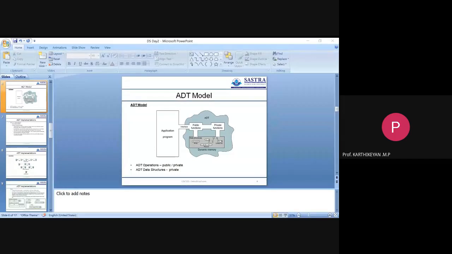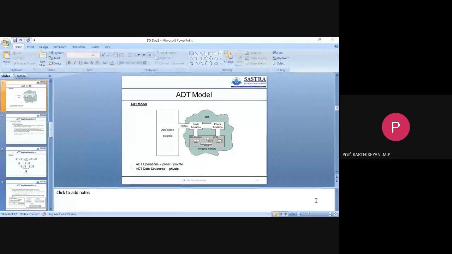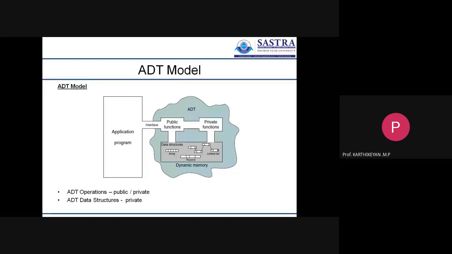Okay, fine. Thank you. Next, we move to the ADT model. So this is the general structure of any ADT model. Whenever you are creating an ADT, it may contain some data structures, because it needs them to store the data. Whatever data we are going to store may be stored in an array, a record, or a linked list. All ADTs will have some data structures like this, and then public functions, and then private functions.